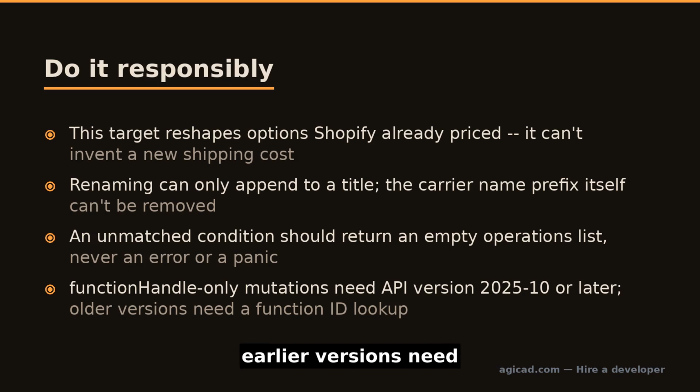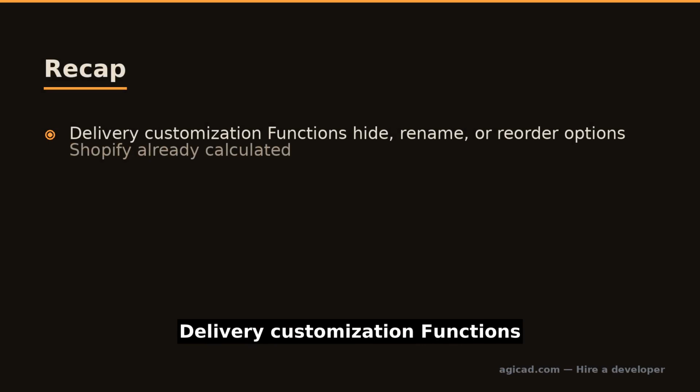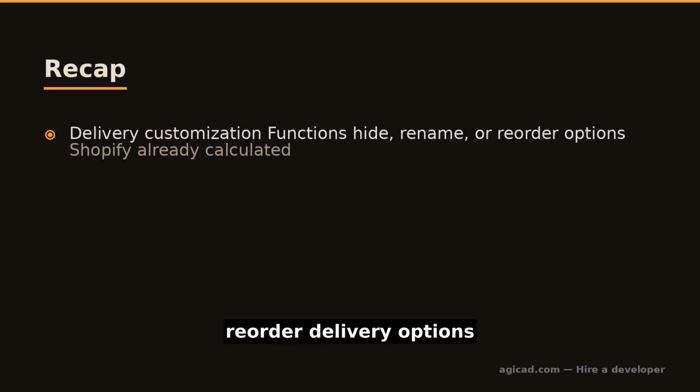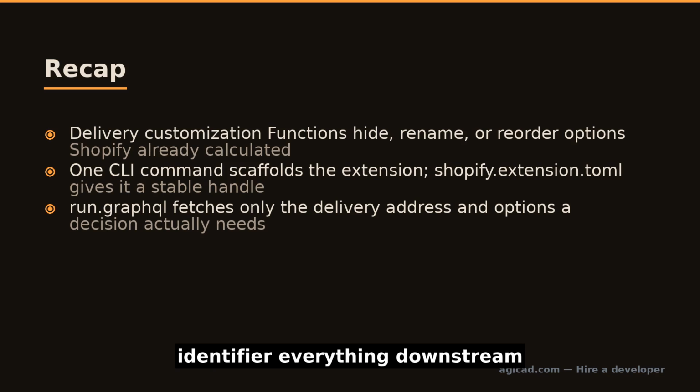Pulling it together. Delivery customization functions don't calculate shipping prices, they hide, rename, or reorder delivery options. Shopify has already priced through profiles and carrier rates. One real CLI command scaffolds the whole extension, and its TOML file's handle is the identifier everything downstream keys off of. The input query stays narrow on purpose, fetching only the delivery address and options a real decision needs.